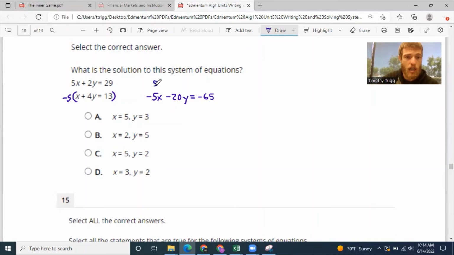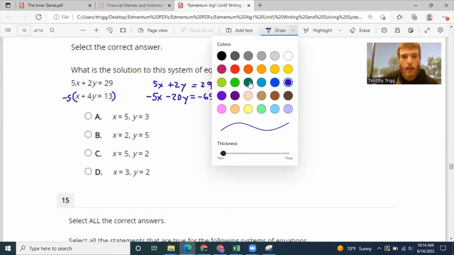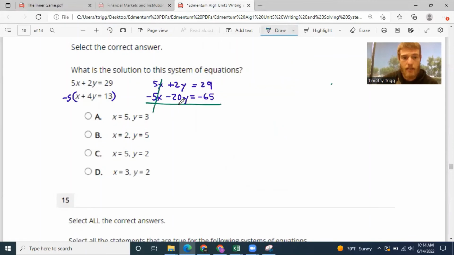The top equation didn't change, so I'm just going to rewrite it as it is: 5x plus 2y is 29. Then from there, we can add the two equations together and eliminate the x's, giving us -18y equals, and then 29 minus 65 is -36. Okay, I'm going to let you go ahead and solve for y from there. And then once you have y, use that solution to substitute it into one of the original equations to find the value of x.